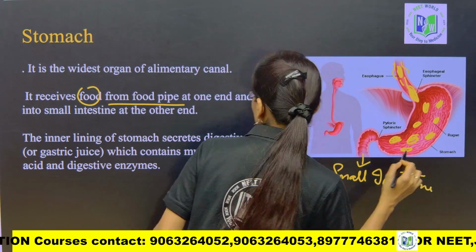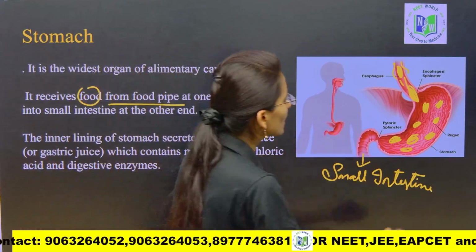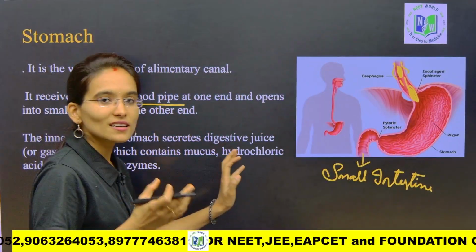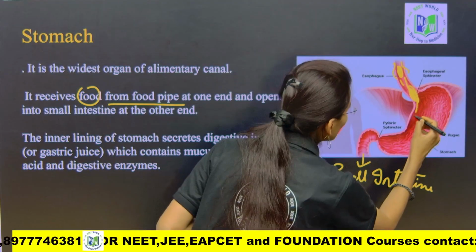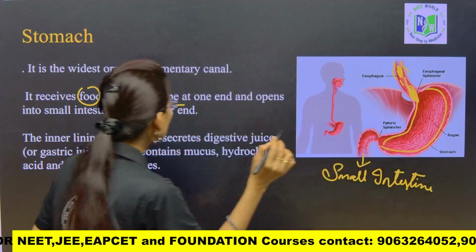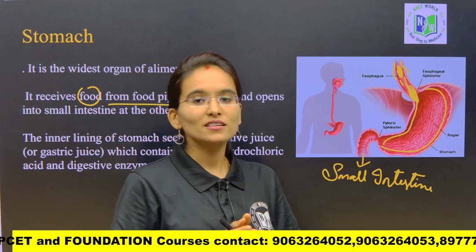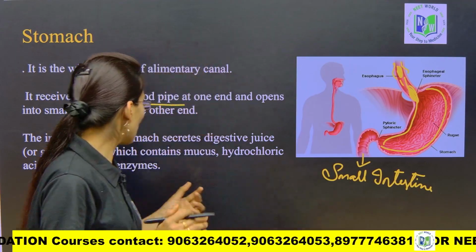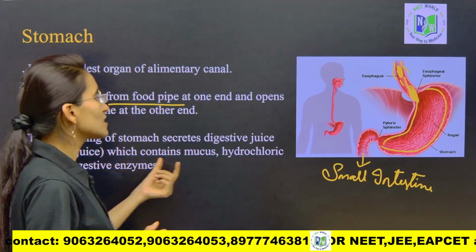Okay, students. So now, the inner lining of the stomach. What is it going to do? It is going to secrete the digestive juices. The digestive juice secreted by the stomach is called the gastric juice. It is also called HCl. It contains mucus, hydrochloric acid and digestive enzymes.